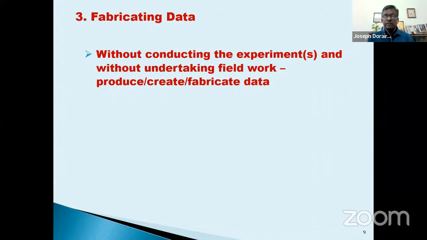Now, what did he do? He visited 2 districts out of 25 or 30 districts. The rest of the districts, what did he do? He did not visit those districts, but he created data, he fabricated data. So therefore, dear friends, the third unacceptable research behavior, particularly in social sciences, is that without conducting the experiments or without going out into the field for data collection, you create your own data, you fabricate your own data, and of course, this is definitely unacceptable.